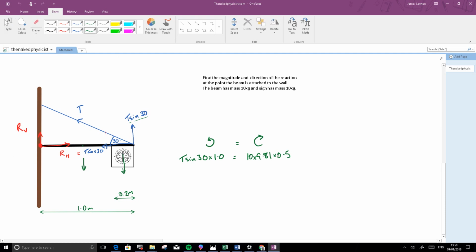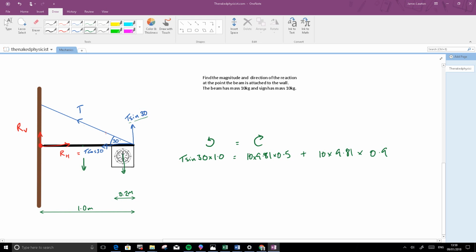If we look at the weight of the beam, sorry, if we look at the weight of the sign, or the centre of mass of the sign, well, you can see the sign's got a width of 0.2 meters. So we could say, well, it's going to be 0.1 meters from the end here, which means it's going to be 0.9 meters from this end here. So again, we'll put parentheses around these if we wanted to, but again, it's going to be 10 times 9.81 times 0.9 meters.